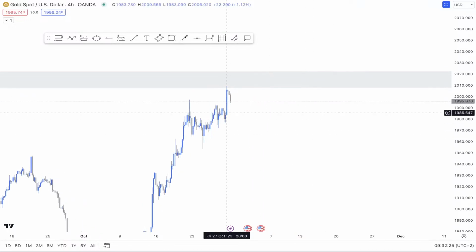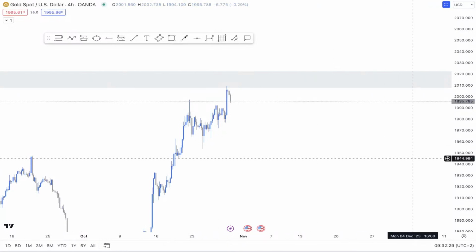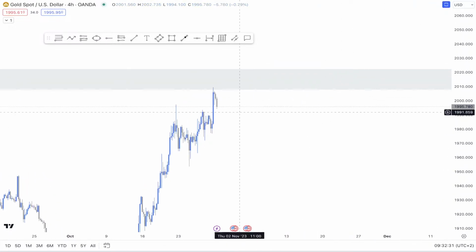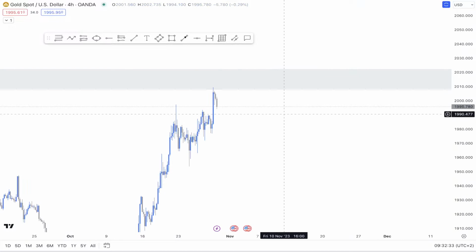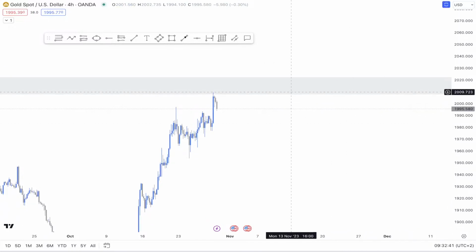Yes, we could say that we have a nice bullish range here, but this level here is a very important higher time frame level, and I want to see how price will react to it before looking for any setups. So on gold, currently we will just sit on the sidelines and wait for price to develop.